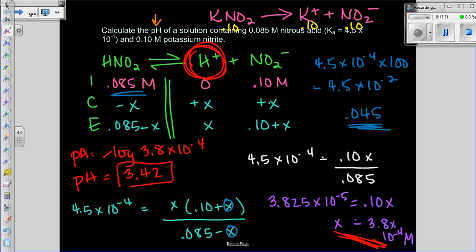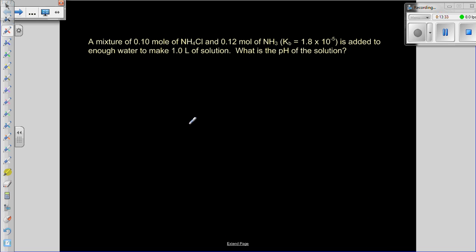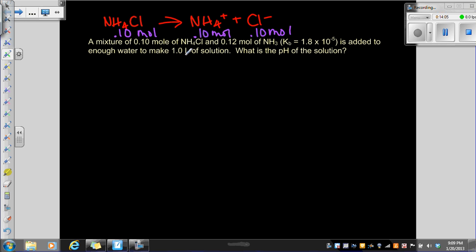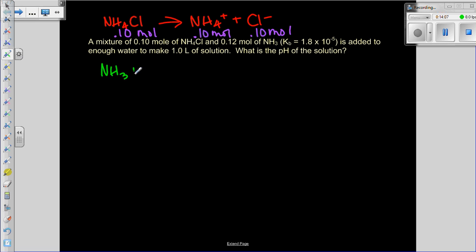Okay, one more example. This is with a weak base. Okay, so as I read this, I've got 0.10 mole of ammonium chloride. Okay, ammonium chloride is my salt. That dissociates completely. So if I have 0.10 mole here, I will have 0.10 mole of each of these 2 ions. As I read, I've got ammonia. That's my weak base.